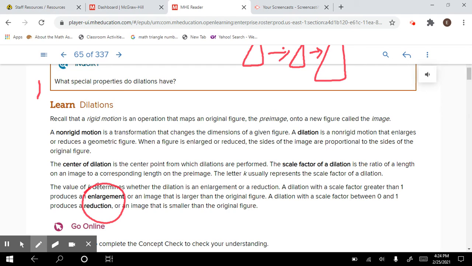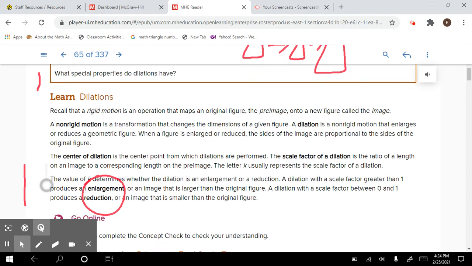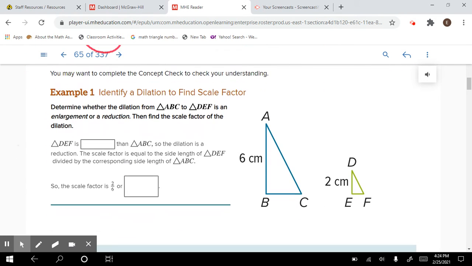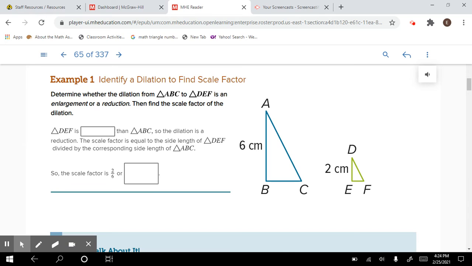So let's take a look at this first one. So in example 1, it says identify the dilation to find the scale factor. So we are determining whether the dilation from ABC to DEF is an enlargement or a reduction. So in this case, you're going from ABC to DEF. Obviously, it's getting smaller, so it is a reduction. And then we have to figure out by how much.